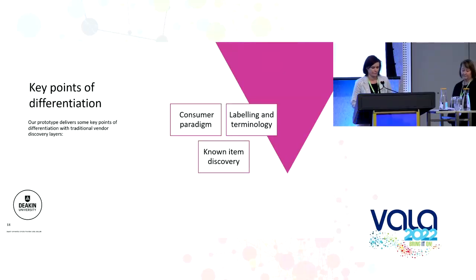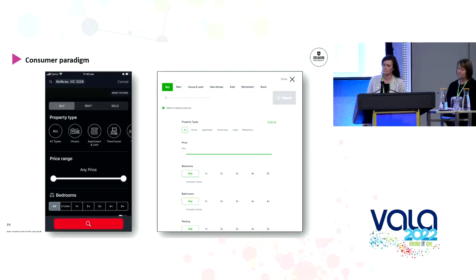Okay. So our prototype delivers these 3 key points of differentiation with traditional vendor discovery layers. Firstly, it embraces a consumer website paradigm over that traditional library search paradigm. Our designers deliberately looked outside the library search experience to consumer search experiences for inspiration.